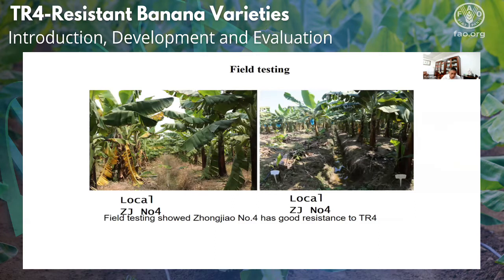Okay, so this is in a very highly infected area, in Dongguan, very near to our academy. You can look at this place. This is the first year. This is the local one, which we call Bashi, a top Cavendish planter. In the first year it was infected very seriously, and in the second year, almost 60% to 80% had died, while ZG4 could still survive at up to 95%. So ZG4 has very good resistance to tropical race 4. Next, please.